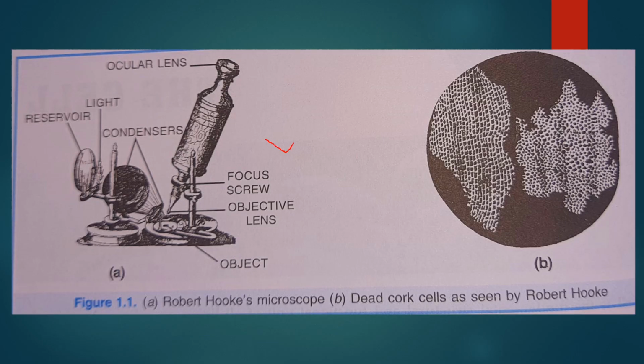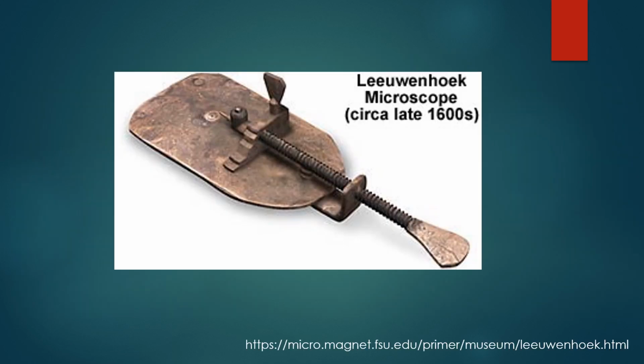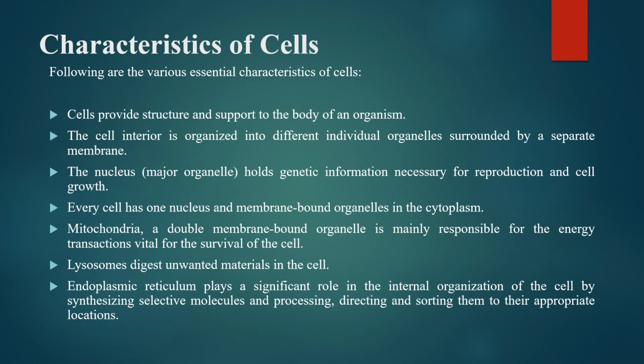So this is the microscope which was used by Robert Hooke, and these are the dead cork cells which were observed by him using this microscope. And this is the microscope which was used by Leeuwenhoek, and it has better magnification than Robert Hooke's microscope.